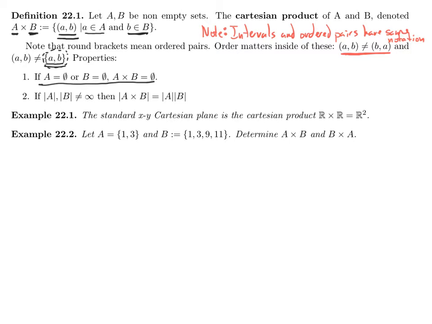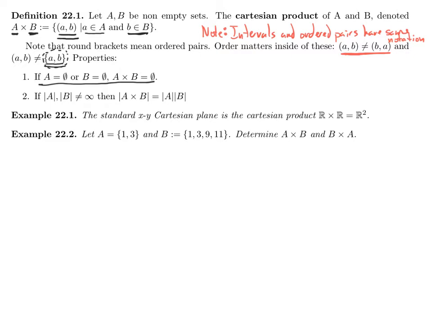Okay, so we talked about the first point here. The sets need to be non-empty to have a non-empty Cartesian product. And you can say something about the number of elements in a Cartesian product. As long as the sets aren't infinite, as long as they have a finite number of elements inside them, that the cardinality is finite, then the cardinality of the Cartesian product is just the product of the cardinalities of each set.